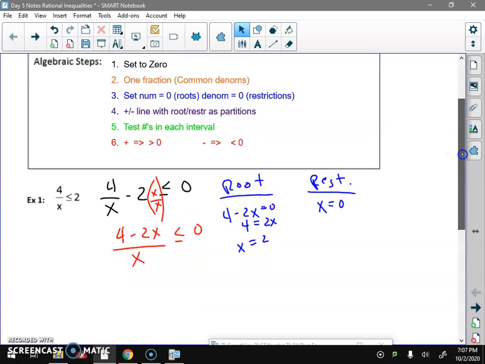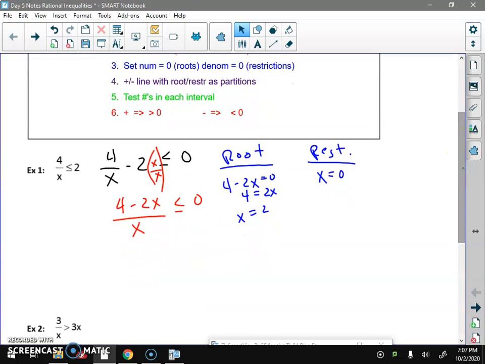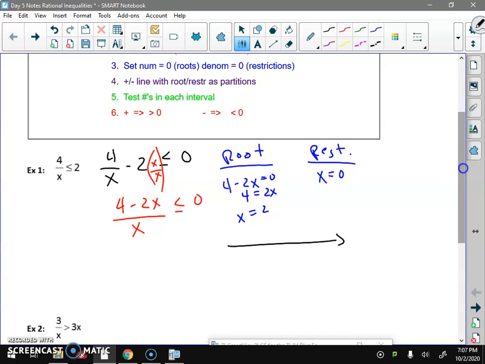I don't really have purple, so I'll use green. Let's use black again. I have a region of 0. I have a region between 0 and 2. And I have a region to the right of 2. Again, let's pick a number in each region. I'll pick -1, 1, and 3.